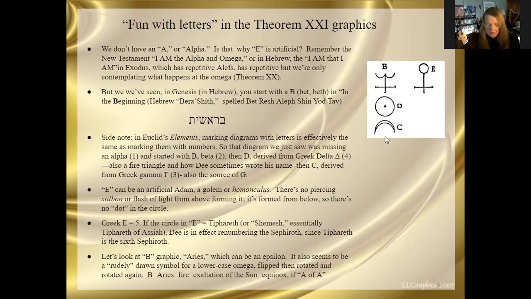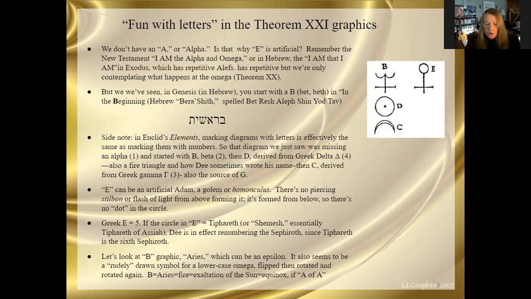And the B graphic Aries, we've talked about how it can be an epsilon. It also is a rudely drawn symbol for lowercase omega. It's flipped, rotated, and there is a whole series of associations that goes on at the end of Theorem 21. That is, that top of the B, without the cross of the elements that's attached below, before you make them into Saturn and Jupiter. If you are in my class, you know what I'm talking about. And if you've just joined in for this one, ignore what I just said because it will make no sense.